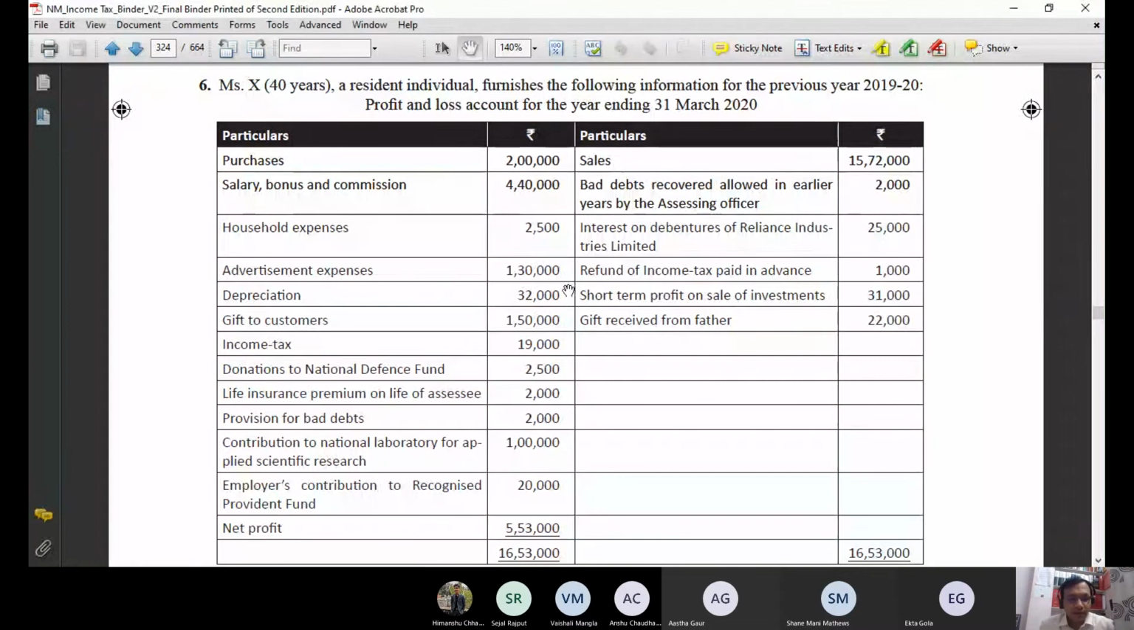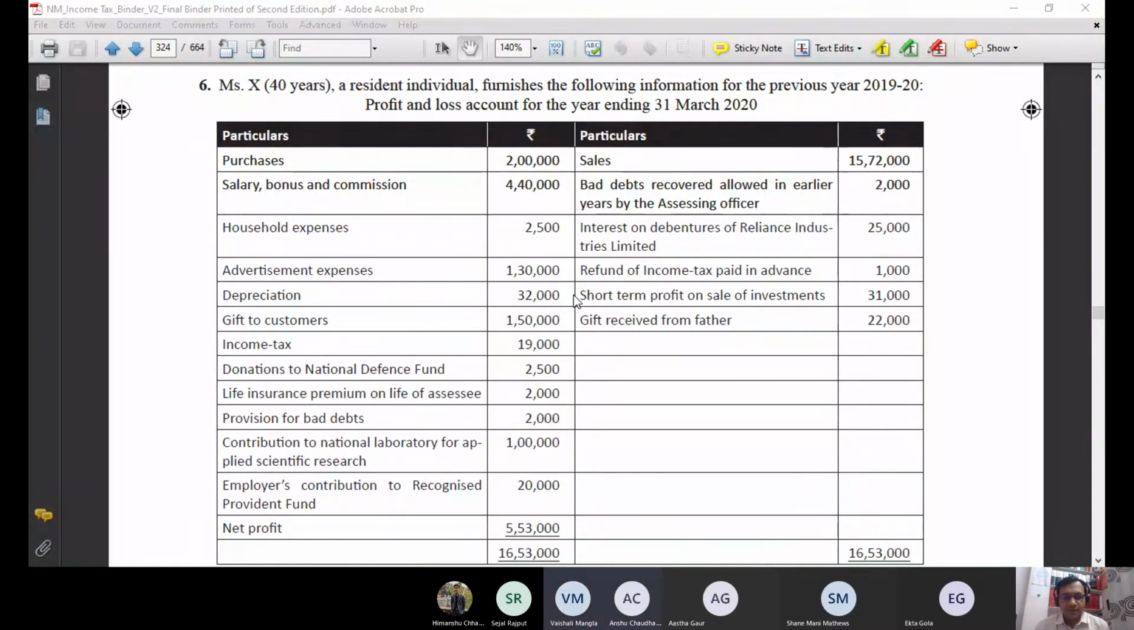Next, expenditure. Employer's contribution towards RPF. Can you tell me the treatment of this point? Employer has contributed in employees' RPF 20,000. Is it allowed? Is it correctly shown on the debit side? Anyone who can tell me this?